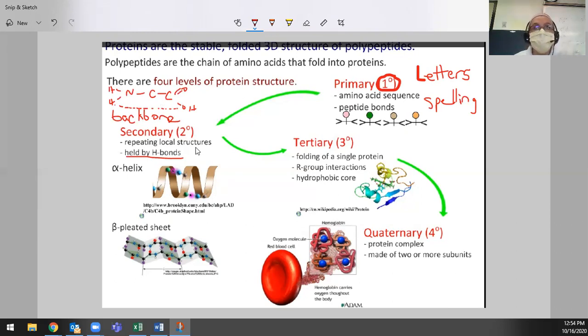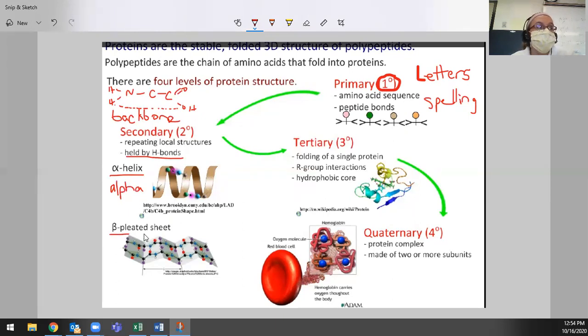And for our purposes, there are 2 main regular repeating secondary structures, and you do need to know them. So one is the alpha helix. So this is a Greek letter alpha. It looks like a fish, but we pronounce it alpha.